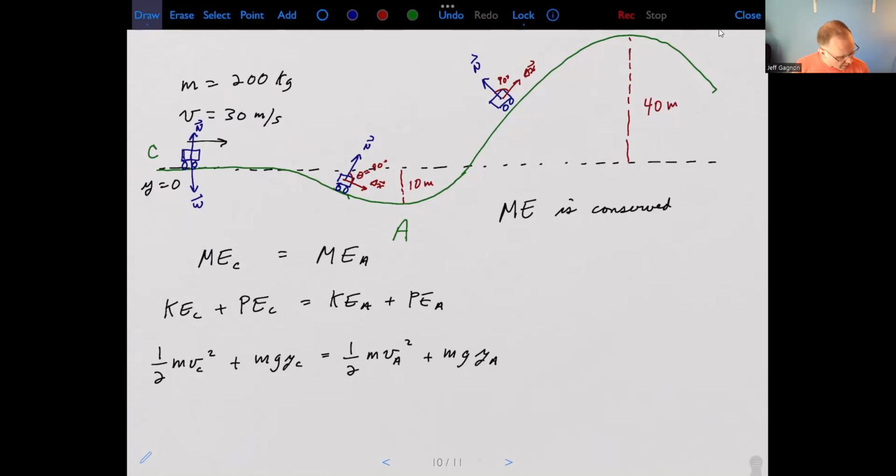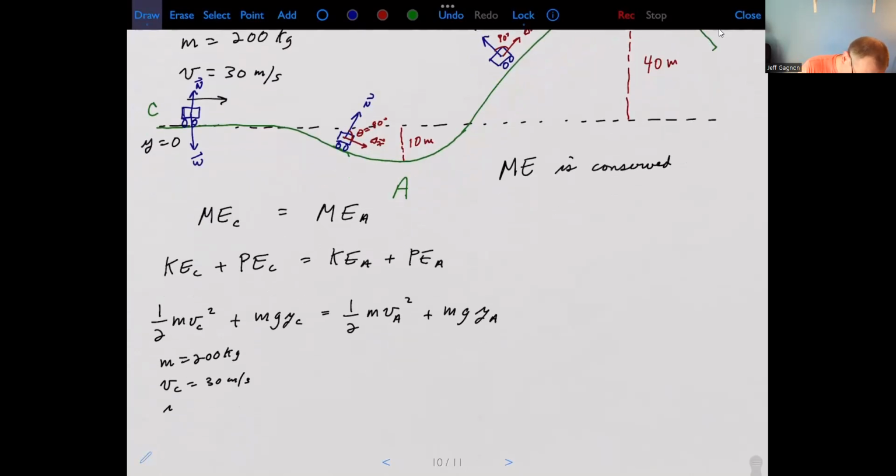Okay, what do we know? Well, we know the velocity at C. First of all, we know the mass is 200 kilograms. We know the velocity at C, that's given, that's 30, right? That's the speed really at C. We know the vertical position at C, y of C, is 0, because we're saying that's our reference point. And we know the y at A, since it's down 10 meters, it's going to be -10, right? And we're looking for the velocity at A. That's what we want to find.